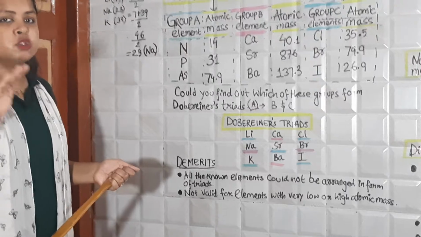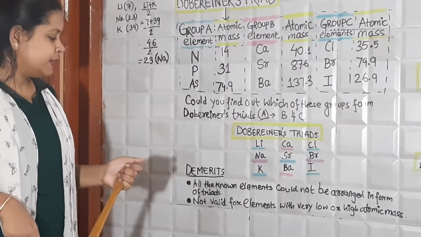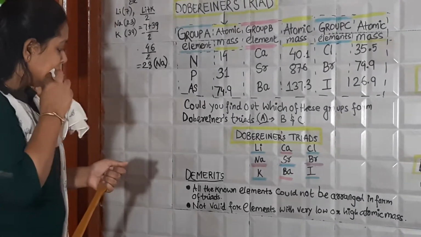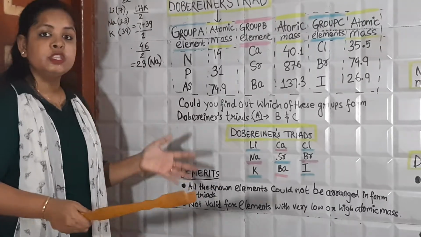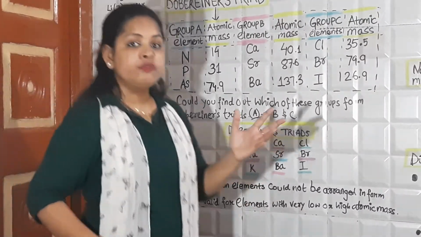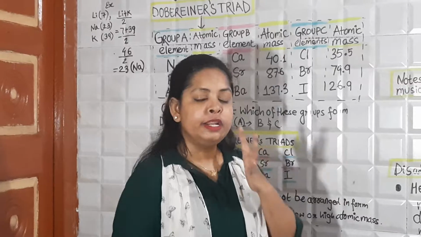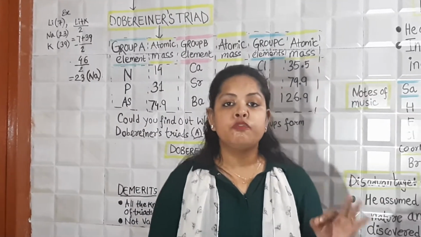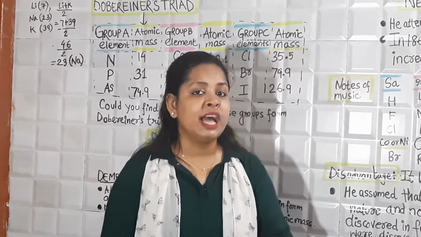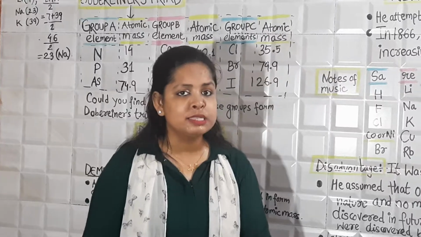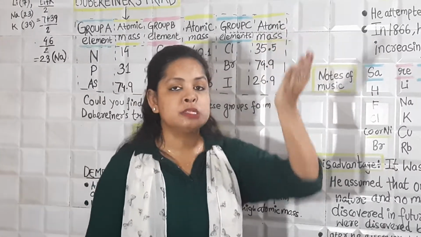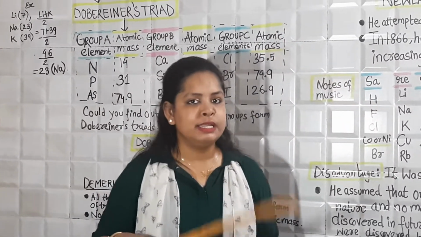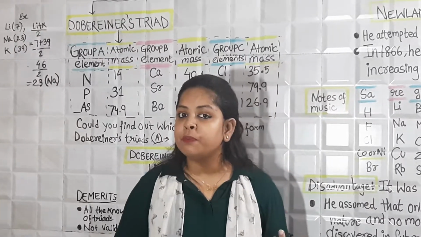All the known elements could not be arranged in the form of triads. Dobereiner's law of triads was not valid for elements with very low or very high atomic mass. You all know, but still let me tell you what atomic mass is.